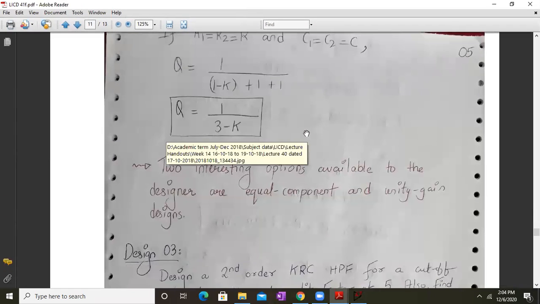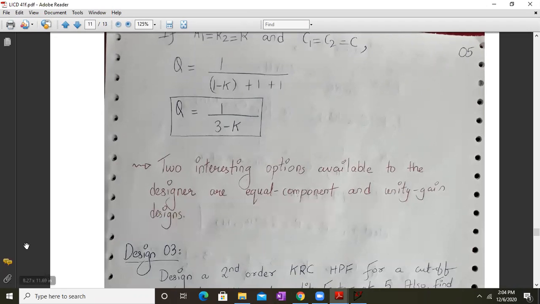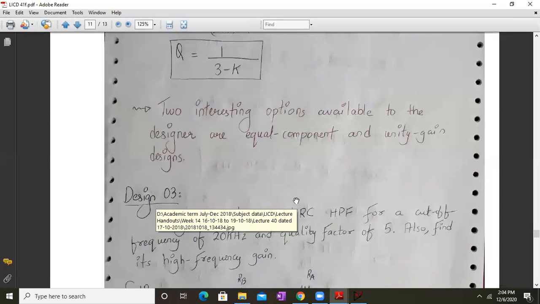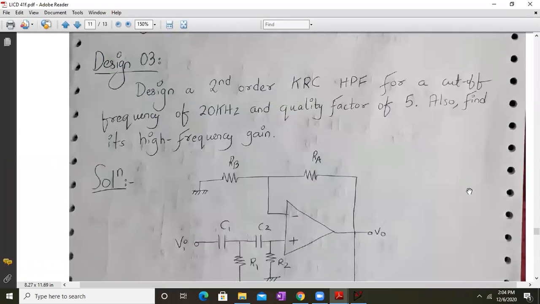Okay, so two interesting options are available to the design, which are equal component design and unity gain design, which we have already discussed for a low pass filter. Exactly the same steps are followed in the high pass filter design. Okay, now let us go into the design. So we need to design a second order KRC high pass filter for a cutoff frequency of 20 kilohertz and a quality factor of 5. Also find its high frequency gain.